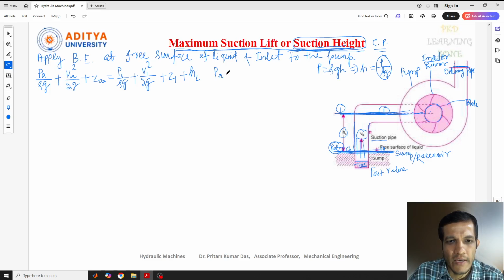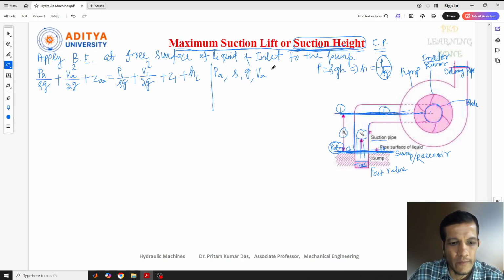Just I'll tell you. PA is what? That is the atmospheric pressure on the free surface of the liquid. These are the terminology involved here. Now rho is the density of the liquid, g is the gravity value, and next VA. VA is the velocity of the liquid at the free surface of the liquid at this point.